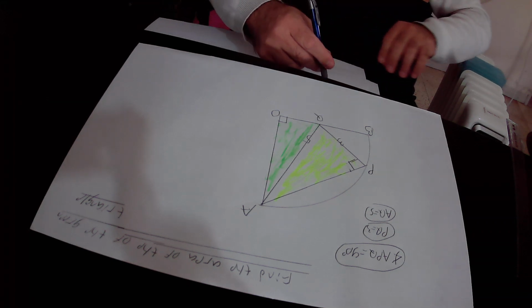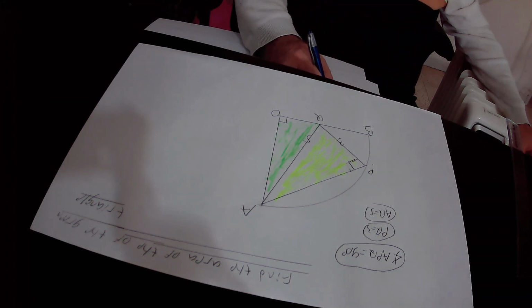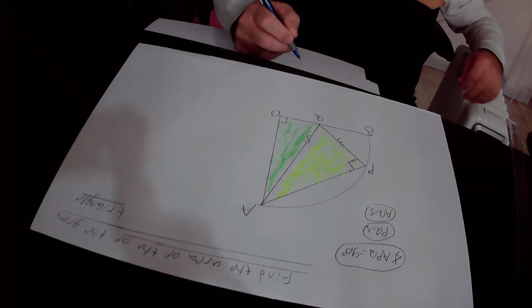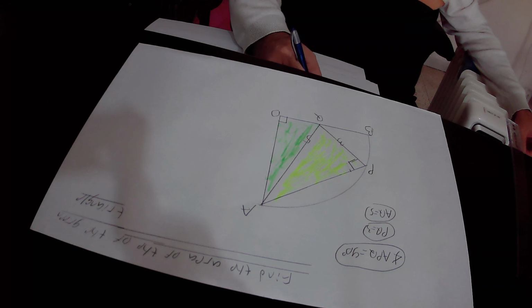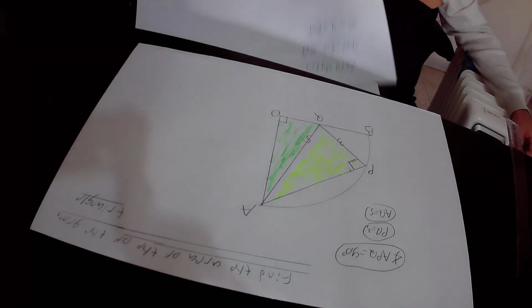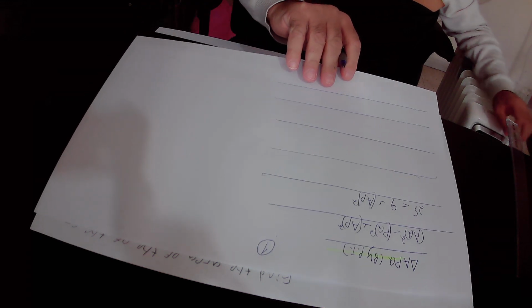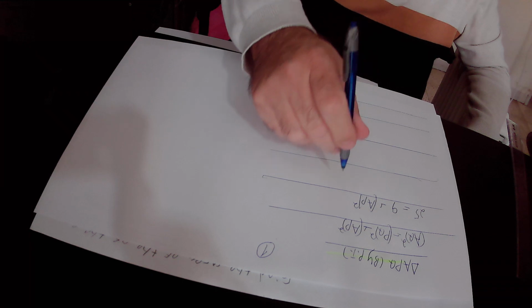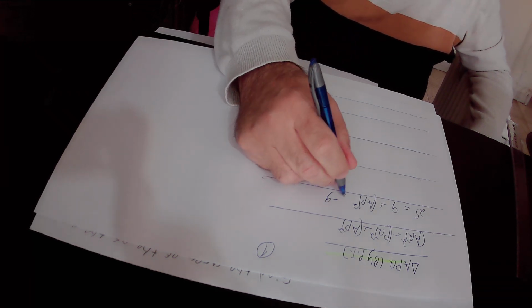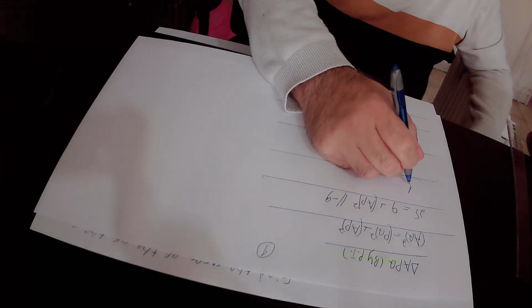AQ is 5, therefore AQ square is 5 square. That is equal to PQ square. PQ is 3, therefore PQ square is 3 square, that is 9, plus AP square. AP is unknown, so we leave it as it is. So in the right triangle APQ, 25 equals 9 plus AP square. Here we'll subtract 9 from this equation, and we get that 25 minus 9 is 16.